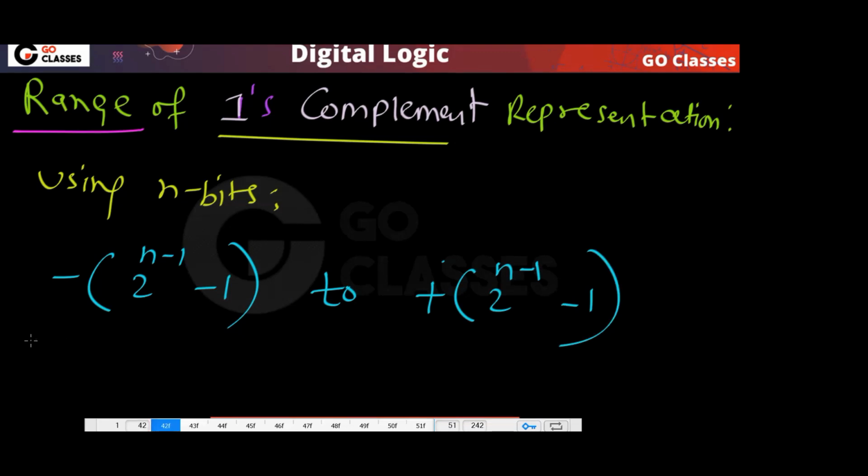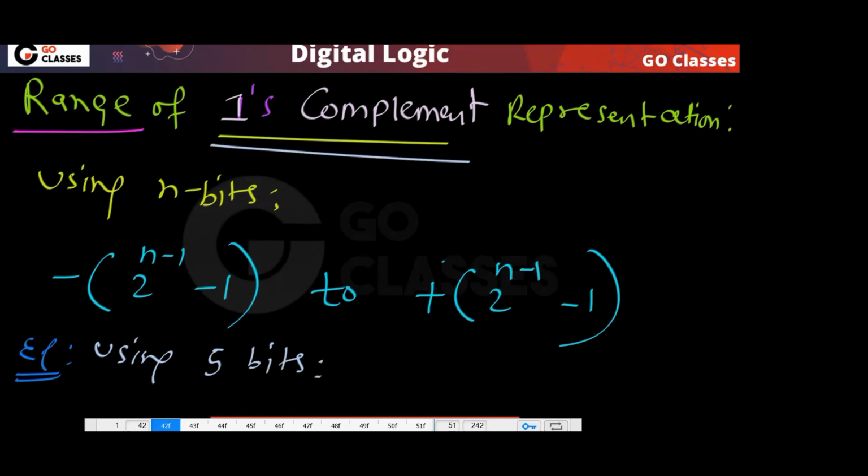Let's take an example. Using 4 bits, or I can say using 5 bits, what will be the range of the 1's complement representation? The range will be minus of 2 power 4 minus 1, so that is minus 15 to plus 15. This is the range using 5 bits.